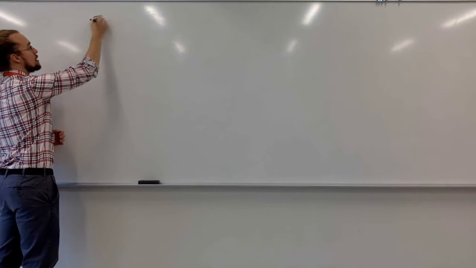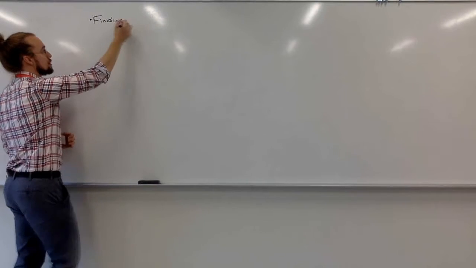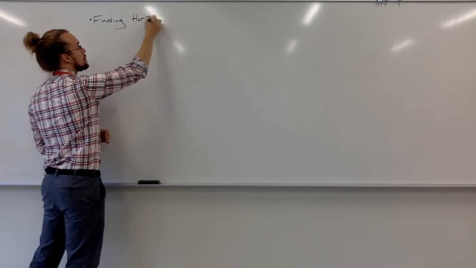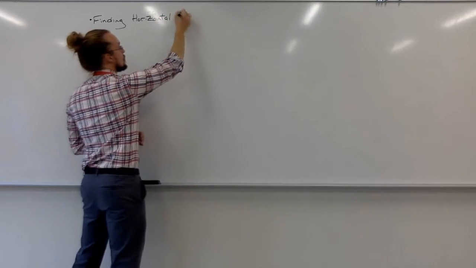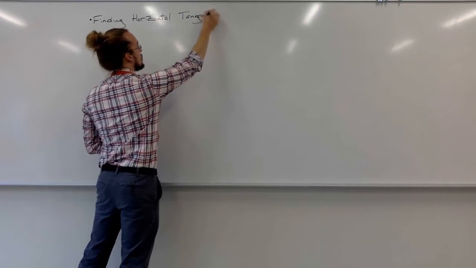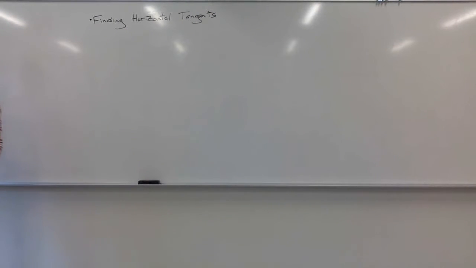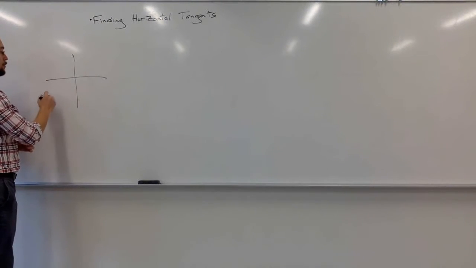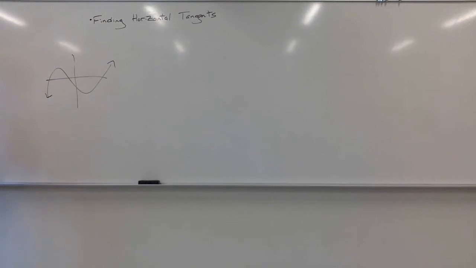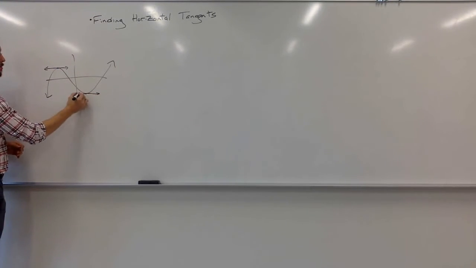All right. So the last idea for today is finding horizontal tangents. If we think about a graph, if I just draw some random graph, where on this graph are there going to be horizontal tangents? Exactly. Here at this max, I'll have a horizontal tangent, and also here at this min.